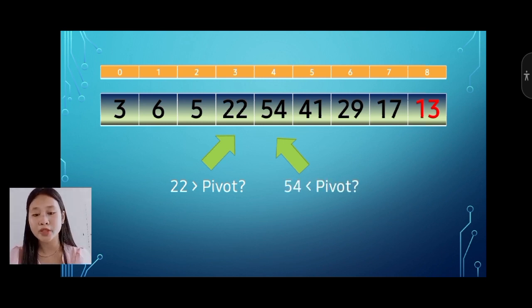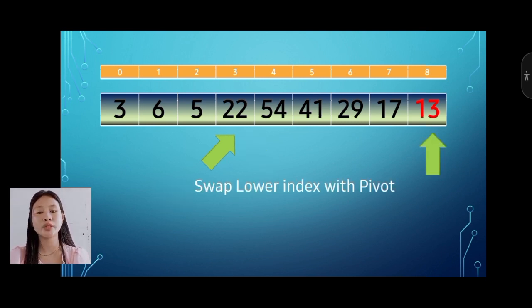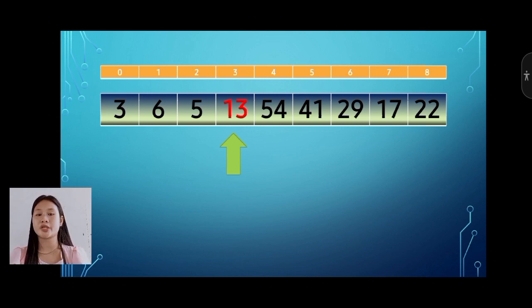Now, at this point, we're done sorting using 13 as our pivot. So we're going to swap the 13 into place where the index 2 is. Now we know that all items to the left of 13 are smaller than 13, and all items to the right of 13 are larger than 13. Then the 13 is in its correct position, position number 3. Now we have a left partition and a right partition.